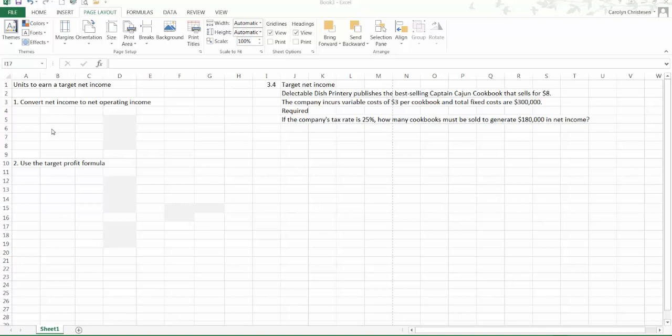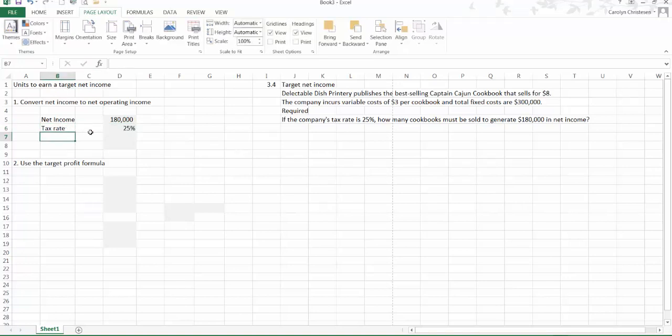So we have the two steps written down here that we're going to have to take. The first thing we need to do is to convert our net income back to net operating income. We know that our net income is $180,000, our target net income. Our tax rate is 25%.